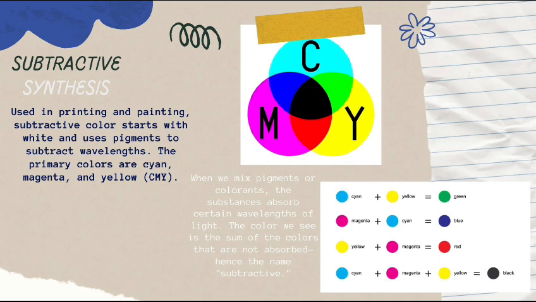Subtractive synthesis applies to pigments and colorants. In this process, substances absorb certain colors of light and reflect others. The colors that are not absorbed are the ones we see. The primary colors of subtractive synthesis are cyan, magenta, and yellow. When you mix pigments or colorants, the substances absorb more wavelengths of light. The result is that the color we see is the sum of the colors that are not absorbed, hence the name subtractive.